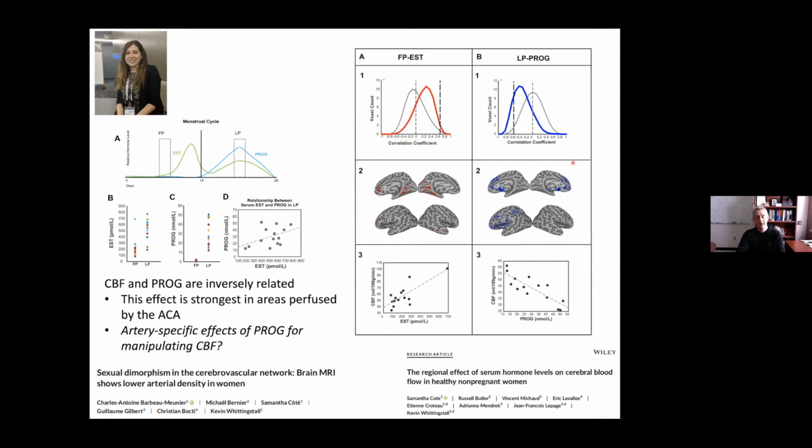On the other hand, what was unexpected, though, is that progesterone, which is normally only present in the luteal phase, had a very strong correlation with blood flow to the brain. It was an inverse relationship. So women who have a lot of progesterone seem to have lower blood flow.